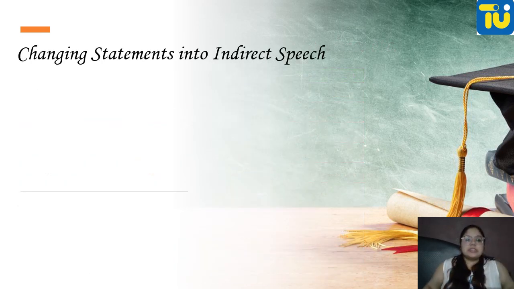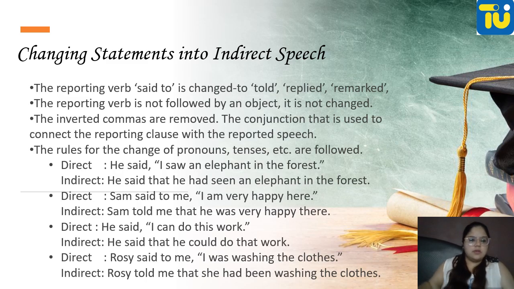Rules for changing statements into indirect speech. Let's see what the rule is. The reporting verb said to is changed to told. When you say he said to me, he told me, replied, remarked. All these words are used when we change a statement into the indirect speech. The reporting verb is not followed by an object. It is not changed. Okay.